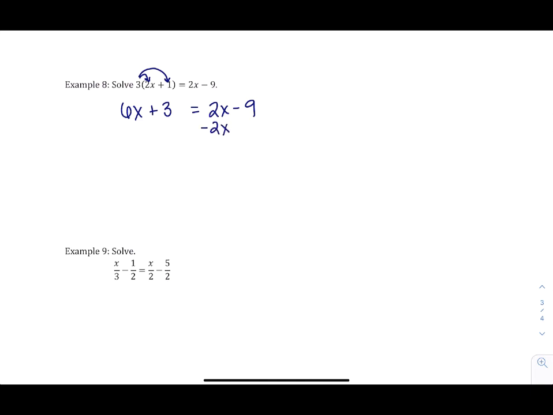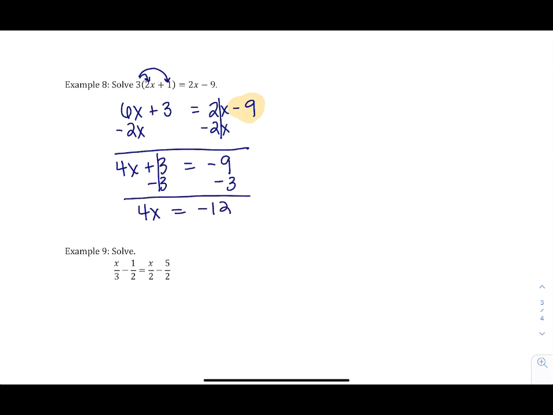I'm going to subtract 2x on both sides because that will cancel on the right, leaving me with a -9. Make sure that your sign always stays. And then here, 6x minus 2x is 4x. We'll add 3. Now, I still want to get x by itself, so I need to subtract 3, leaving me with 4x equals -12. And sometimes I draw the line, sometimes I forget, whatever you want to do here. And then I divide by 4, so my answer is x equals -3.